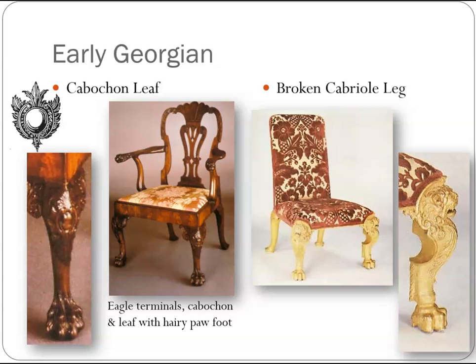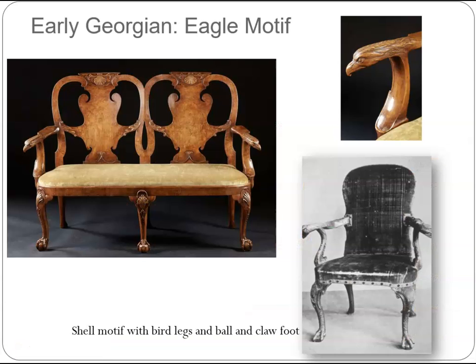Another design element that we will see in early Georgian style is something called a broken cabriole leg. And here you can see it with the lion motif. And we can see that the cabriole leg is cut out at that point, and that's called the broken cabriole leg. Another common motif from the early Georgian style is the eagle motif.